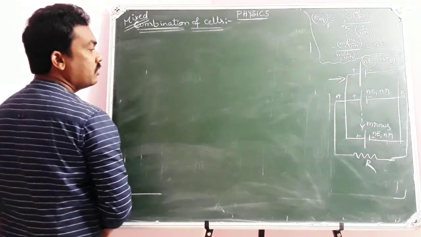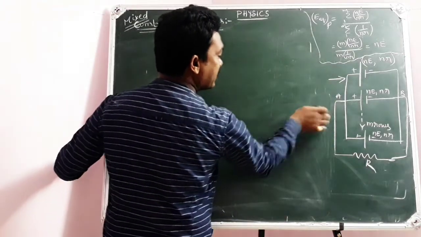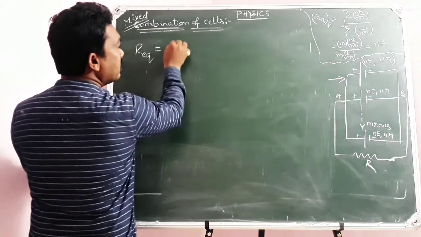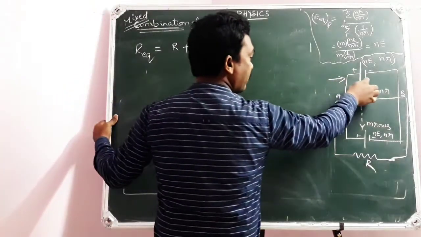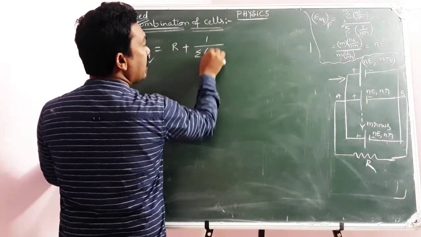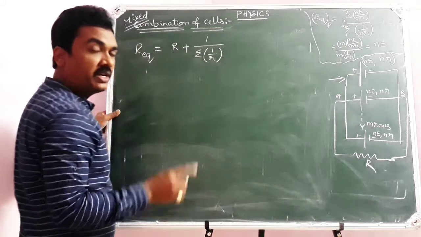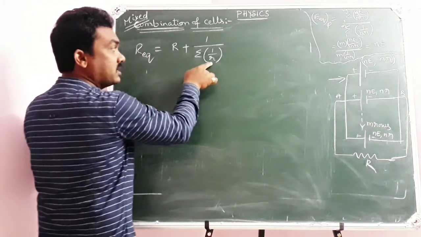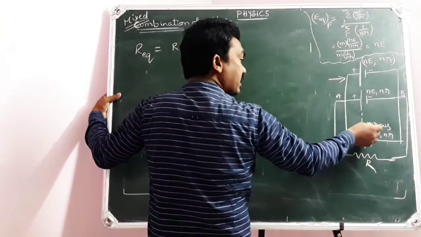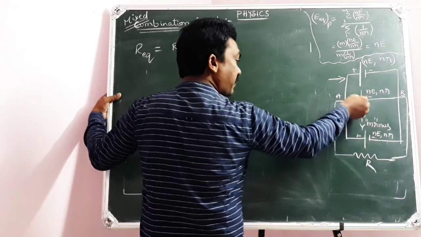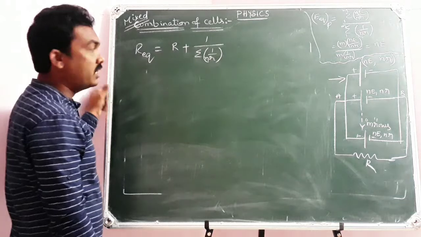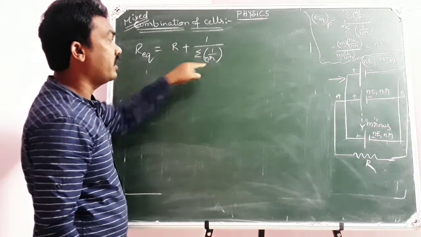Very simple. Here you can see, while writing the equivalent resistance of the electric circuit, this external resistor R will be in series with the equivalent of all these. You have learned R plus 1 by sigma of 1 by r, where individual internal resistance is r. But here the individual internal resistance is nr. M number of cells are connected in parallel whose individual internal resistance is nr. That's why the equivalent resistance is R plus 1 by sigma of nr.